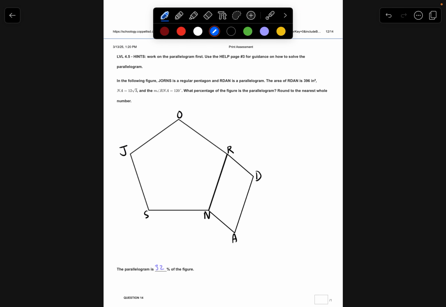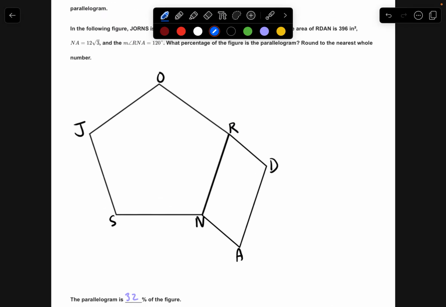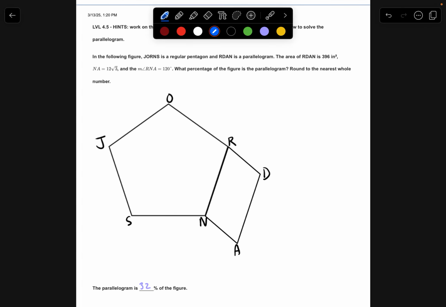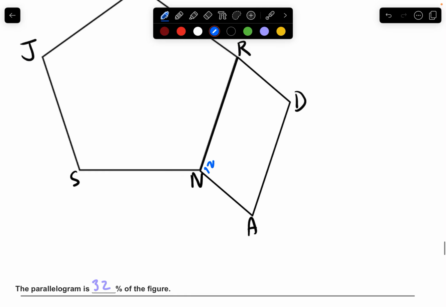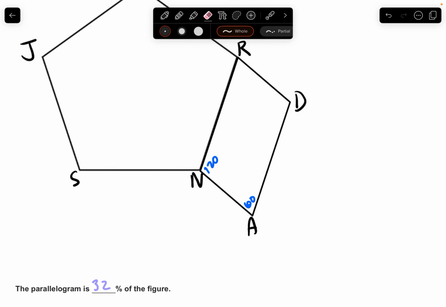It says, in the following figure, the shape is a pentagon and RDAN is a parallelogram. The area of RDAN is 396. They gave us NA and angle RNA. Oh, that's the big deal. That's 120. We know that's 60. So I'm going to erase the 120, or I'll move it to another corner, 120 over here. We know it's the same size because this is going to be the key right here.